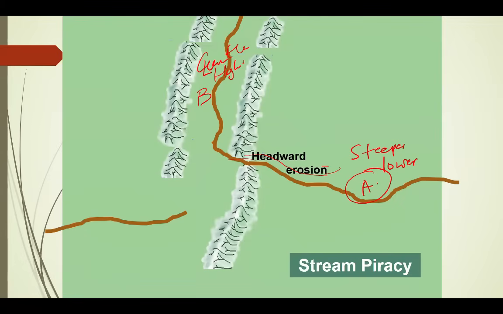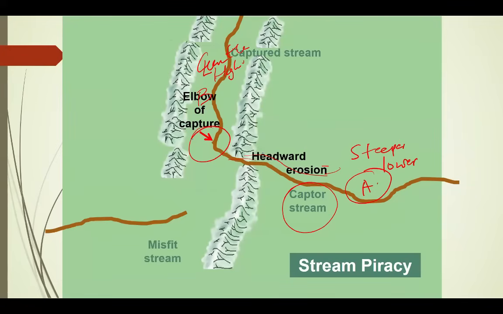And we must be able to label the features of a stream piracy. Number one, this is a point where these streams joined. So what we call it, elbow of capture. And then this river that has taken water of another stream is called a captor stream. And then this stream that has followed the stream that is flowing on a lower lying area is called captured stream. And this stream that no longer receives water because the water has been diverted is called a misfit stream.